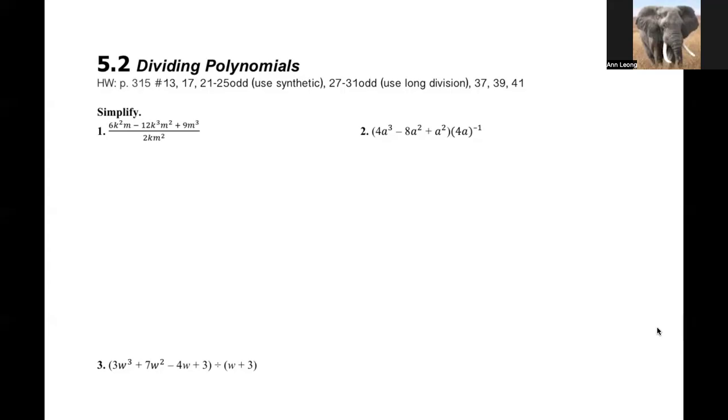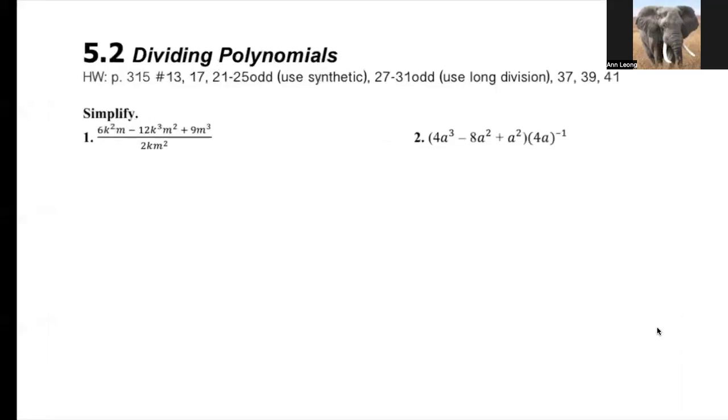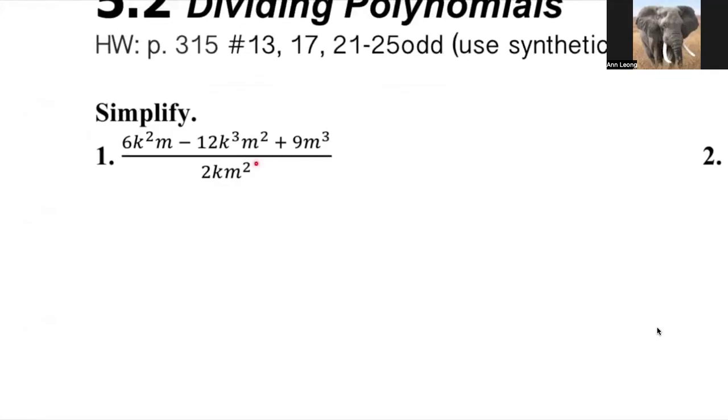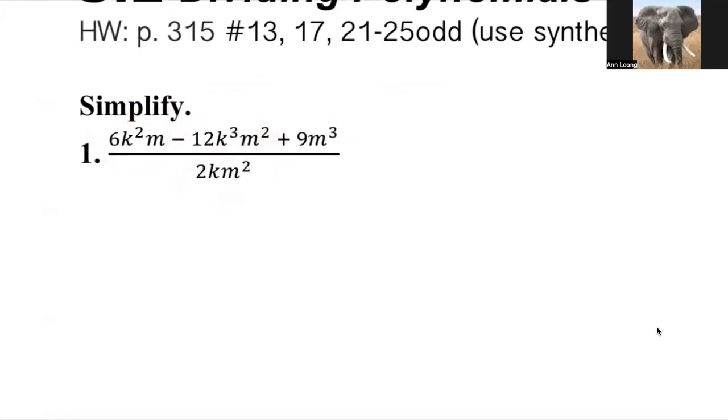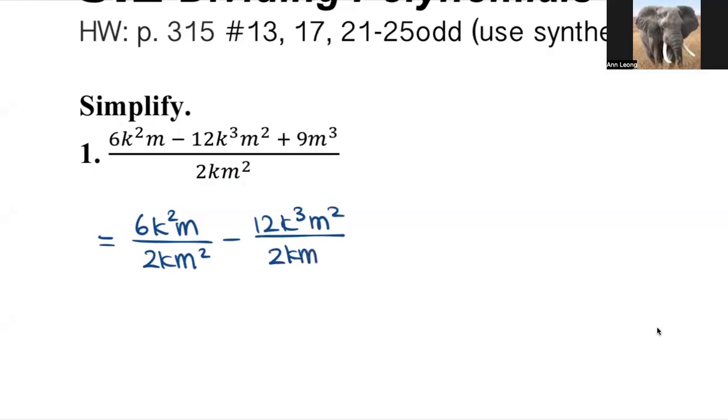All right, so lesson 5.2, the first thing we're going to do is just dividing a polynomial with a monomial. That's pretty simple. All you have to do is divide that monomial into each of the terms in the numerator. You can even split them apart first to make sure you don't make any careless mistakes. So each term in the numerator will be divided by the denominator, and then you just simplify.